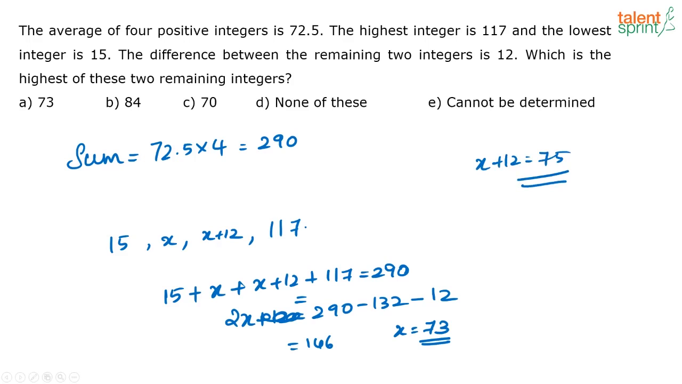So what is given here? The difference between the remaining two integers is 12, which is the highest of these two integers. So the highest of these two integers is nothing but x plus 12, but that is not there in the given options. So the answer that we are looking at here is none of these, that is option D. X plus 12 is equal to 85. Did you get that? So let's look at the next question.